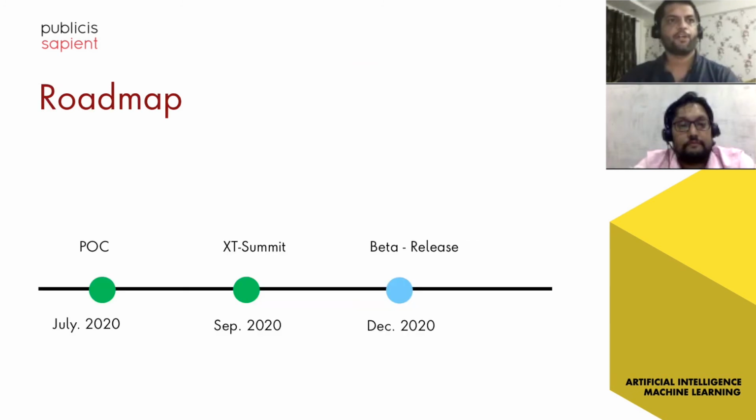So this all started with the POC for XC Summit in July, and now we are presenting in September today at XT Summit. But whatever next steps we have just defined, we are planning to incorporate all these features and launch them as a beta release in December 2020.